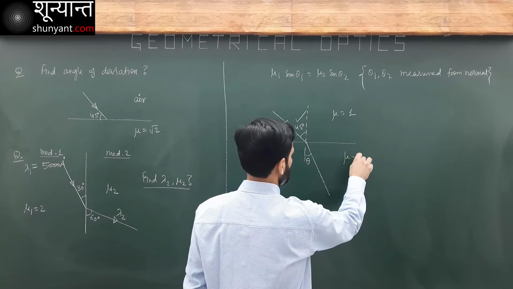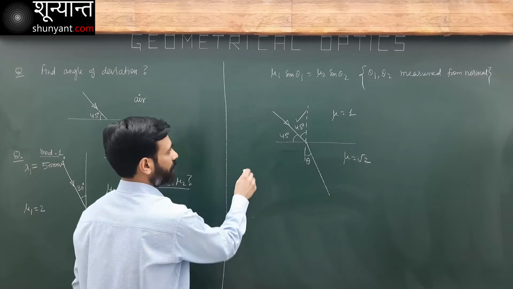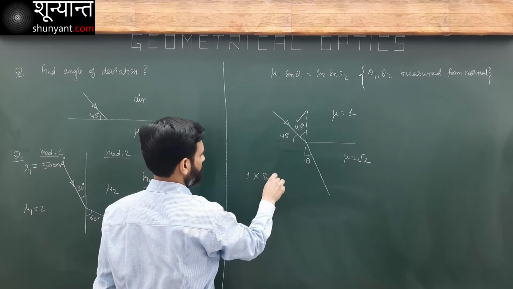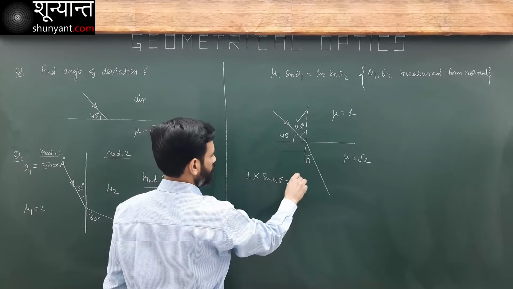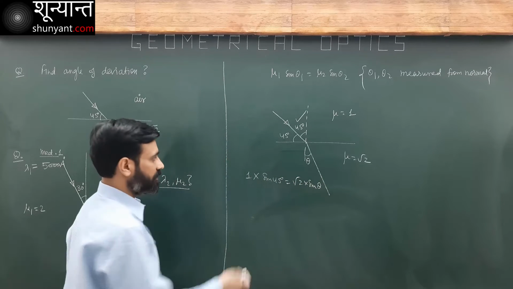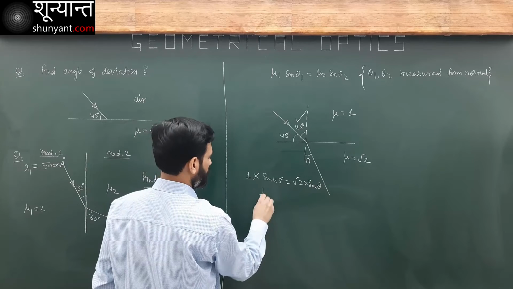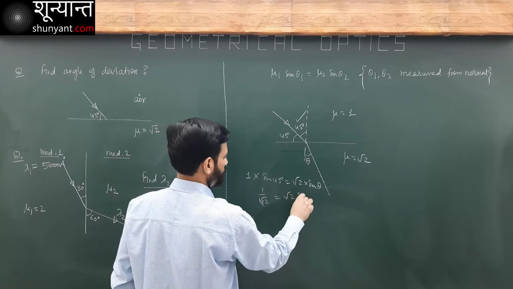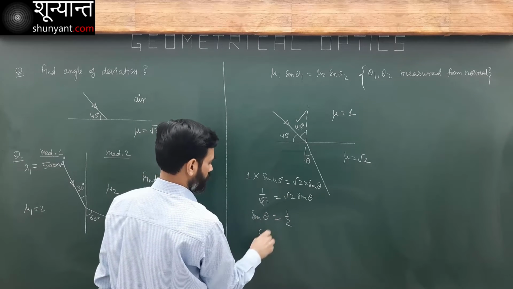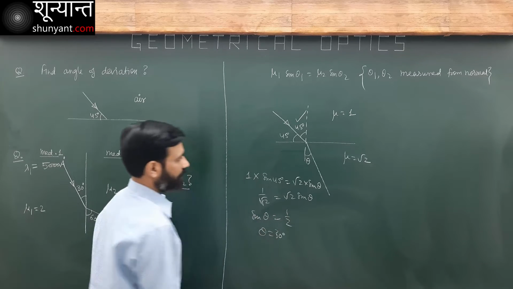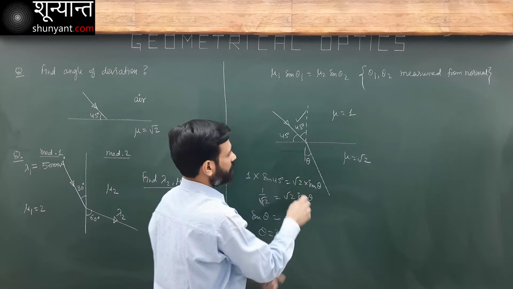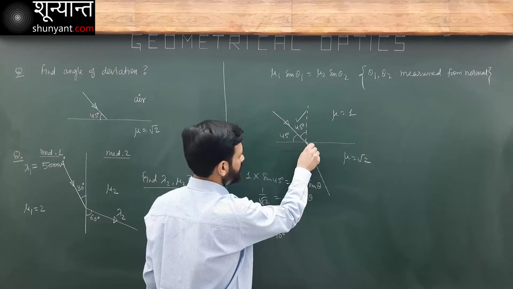This mu is given root 2. What I will do, I will write mu 1 sin theta 1: 1 times sin 45 is equal to root 2 times sin theta. And that's it. That's my answer. 1 over root 2 is root 2 sin theta. Sin theta is half. Theta is 30 degree. This angle is 30 degree. This was the original direction.